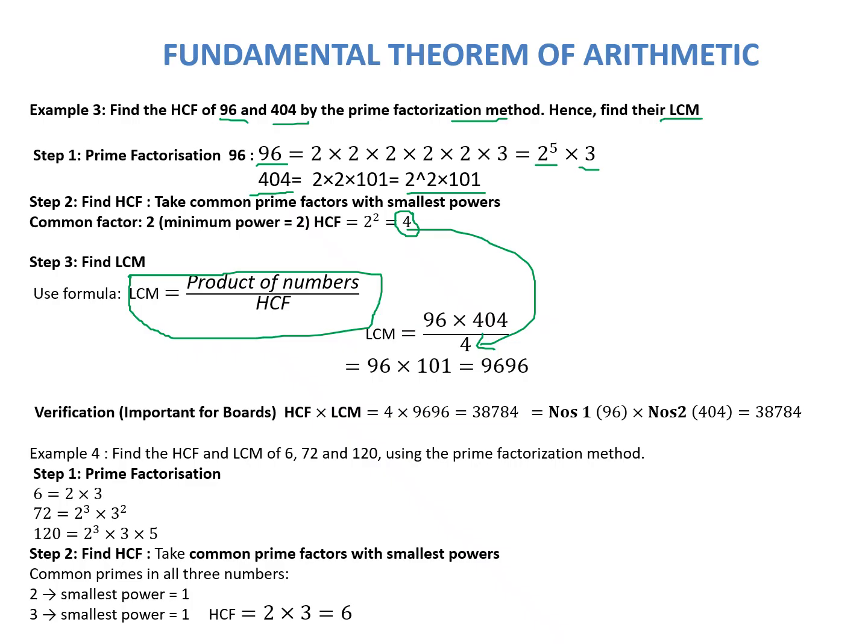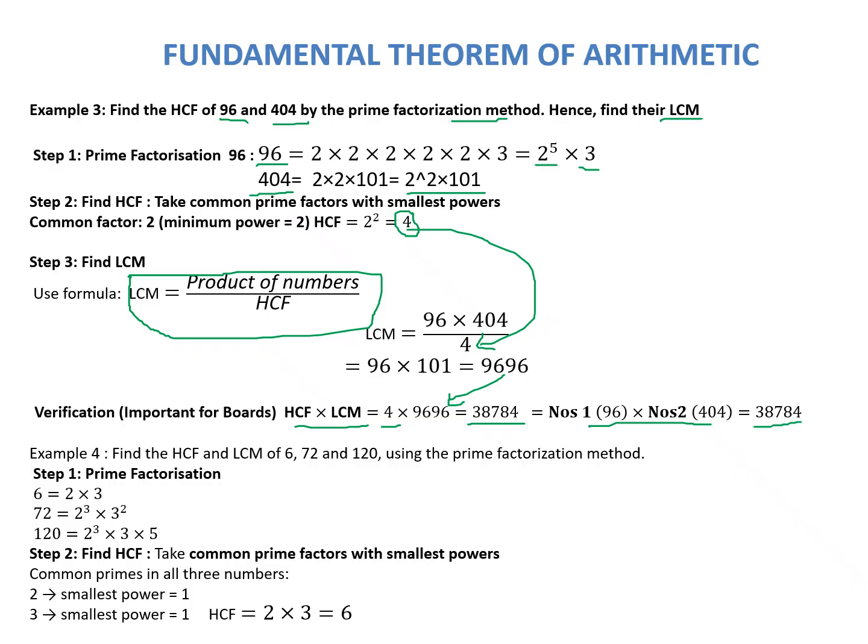Now, largely we are using the concept of the formula, and we can verify it again. But since we are using this formula, the verification turns out to be true only. So we'll verify it. HCF into LCM is the product of two numbers. We have 4 as the HCF, and 9696 as the LCM. When we multiply, we get 38784. Likewise, if we verify it with the two numbers, 96 and 404, when we multiply these two numbers, our answer is 38784.